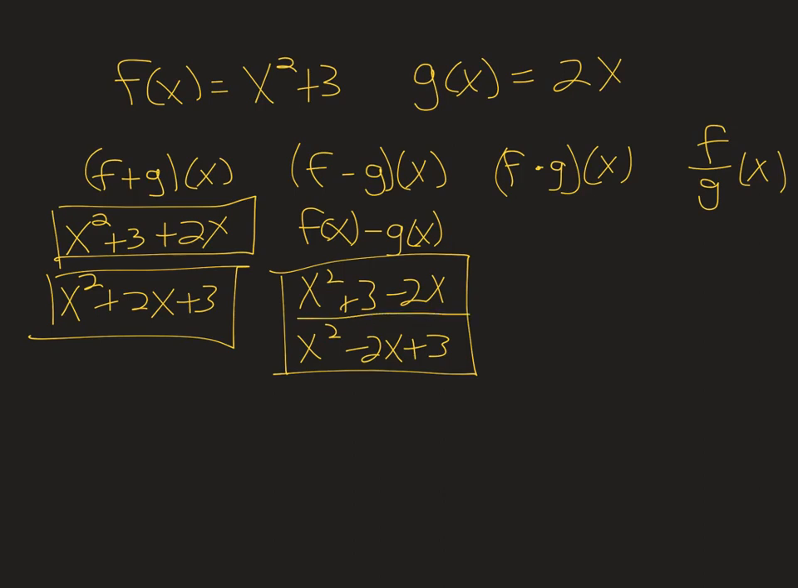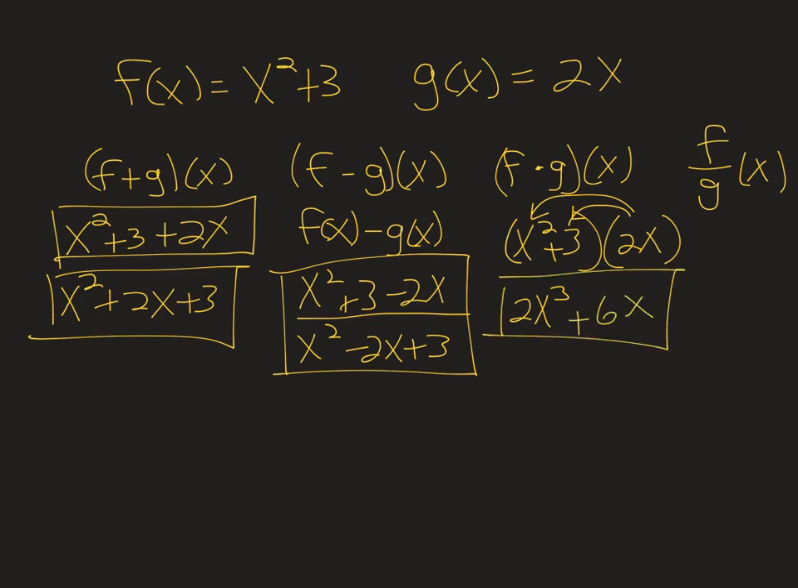The third one is the product. So I'm going to take f of x, which is x squared plus 3, and I'm going to multiply that by 2x. And so we need to distribute this 2x. So we're going to have 2x to the 3rd power, because x squared times x is x to the 3rd power, plus 6x. And so this would be the answer for that one.